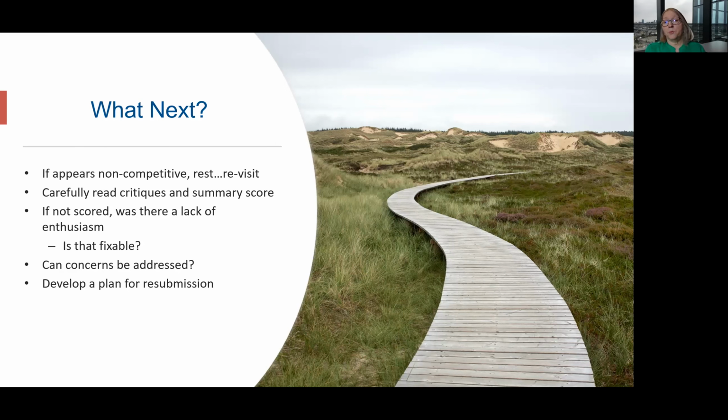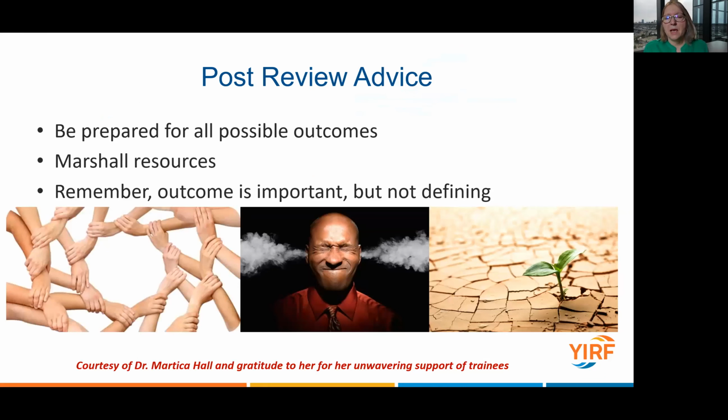Sometimes you need to just step away, and read the critiques and the summary statement when you're in a calm, good state of mind. If you weren't scored, you really have to decide why there was such a lack of enthusiasm. Was there just one fatal flaw, like a poor letter from your chair, or a lack of some key detail, or do they really not like the idea? And again, you want to think carefully and consult with your mentor about whether those are fixable, and then develop a plan for resubmission. And this last slide is courtesy of Tika Hall.